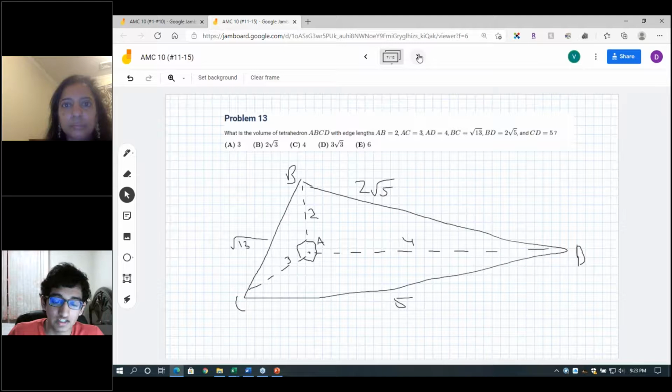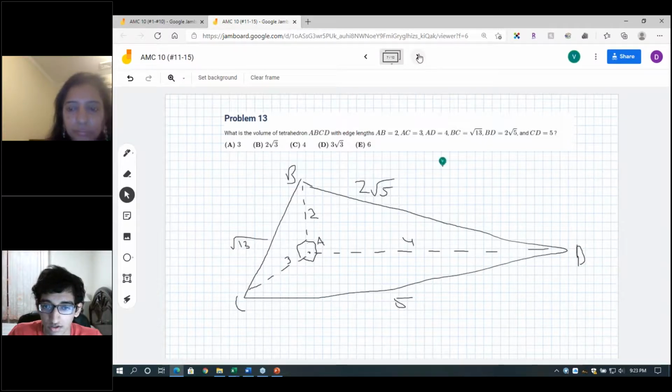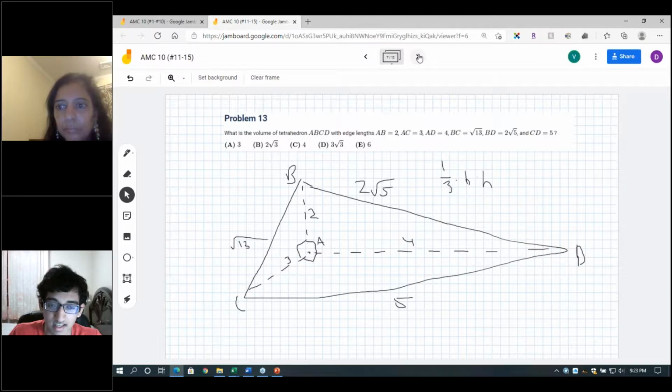So now all we need to do to find the volume of this entire thing, this entire tetrahedron, is treat it like a pyramid, because now we have a base and we have a straight height. So we could rather calculate it like that. So all we need to do to calculate the volume of this pyramid is 1/3 times base times height. So what we will do is count this triangle of ADC as the base and this AB as the height.